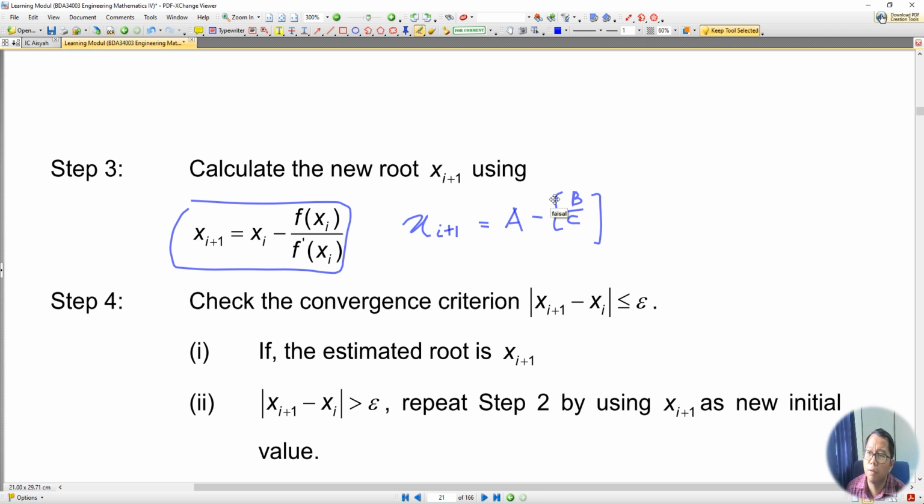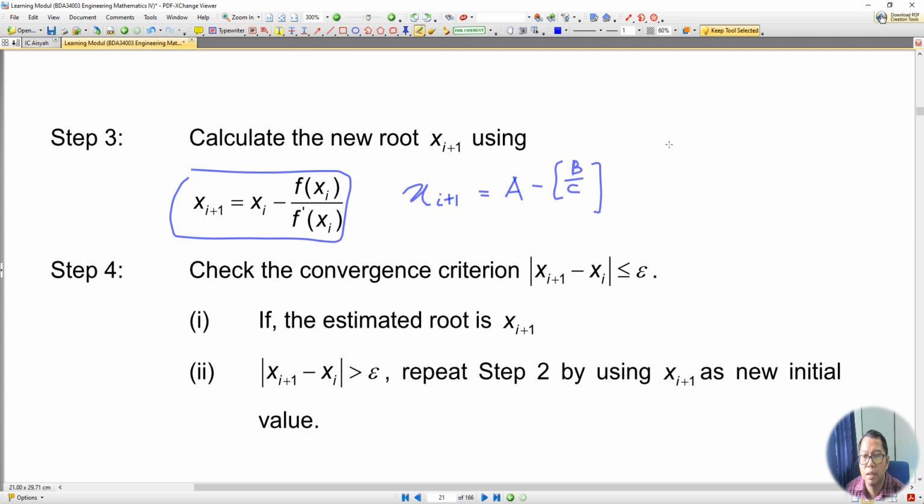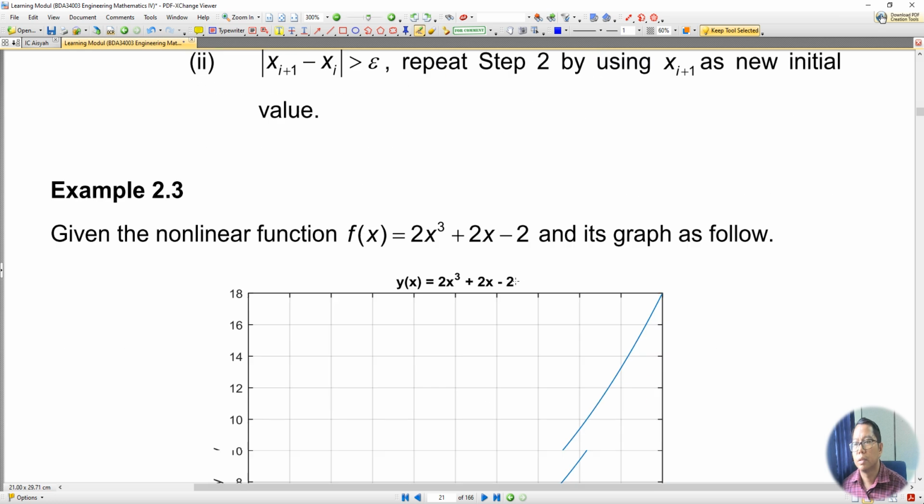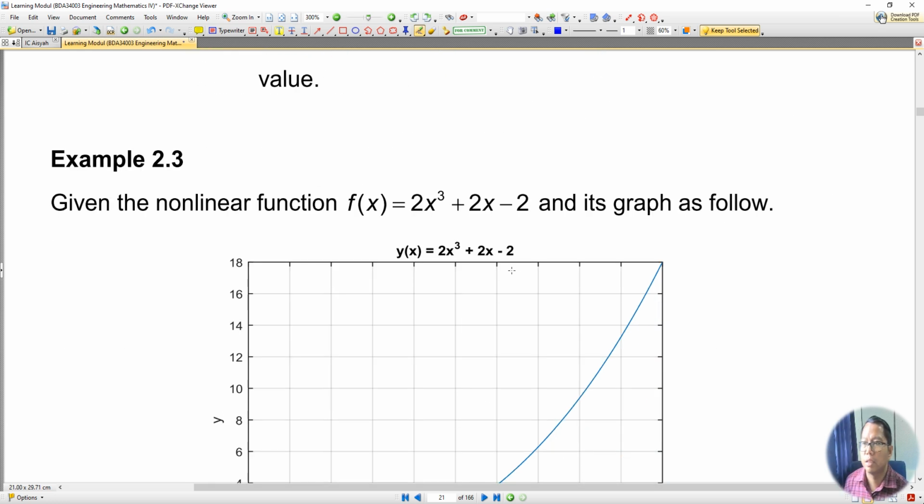Step 4 is to check the convergence criterion. If the estimated root, x_{i+1} minus x_i, is bigger than the tolerance error, then repeat step 2 by using x_{i+1} as the new initial value. Okay, then we proceed to the example.